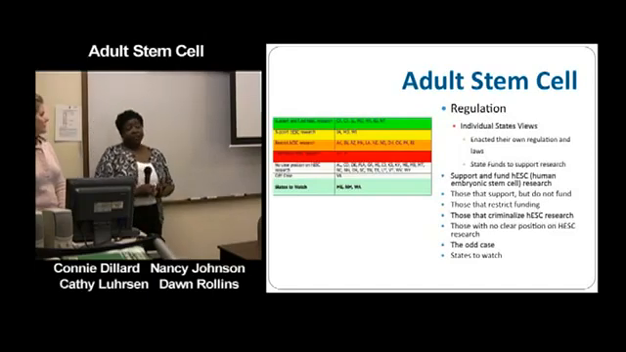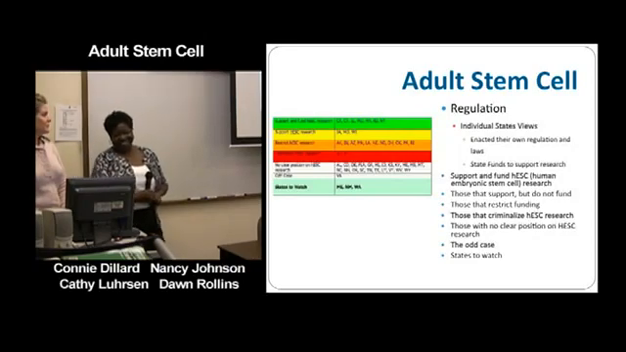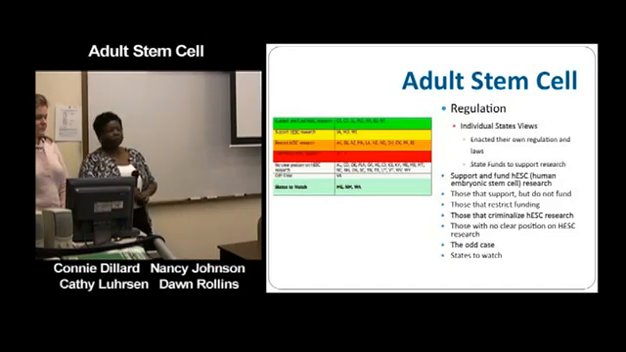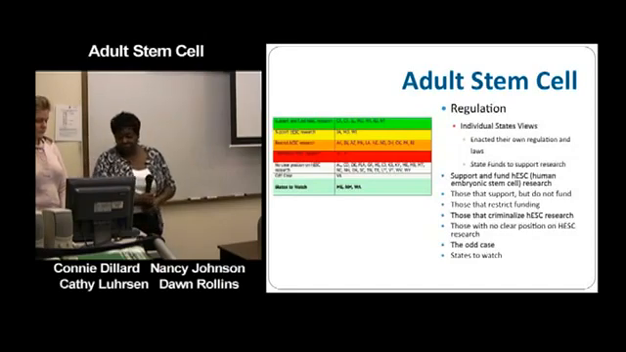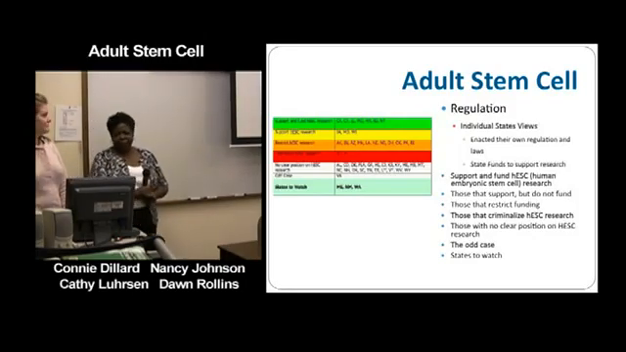Some just restricted funding altogether for the embryonic stem cell, where they didn't really have a problem with the adult stem cell. Some states made it a criminal act. Others had no clear position, and there were a couple of odd cases, and a couple of states to watch. The states to watch were Maine, New Mexico, and Washington. The odd case was Virginia. I think Illinois was one of the ones that supported it and funded it.